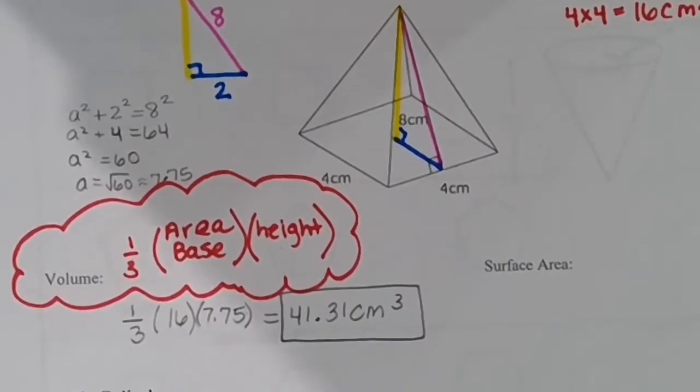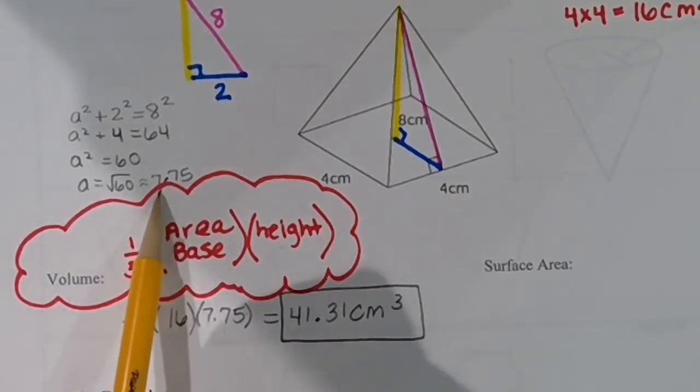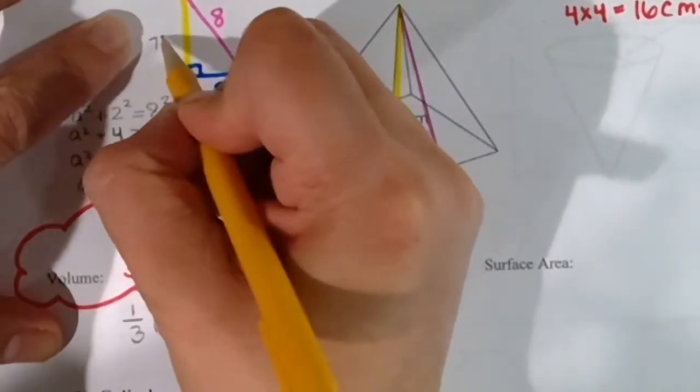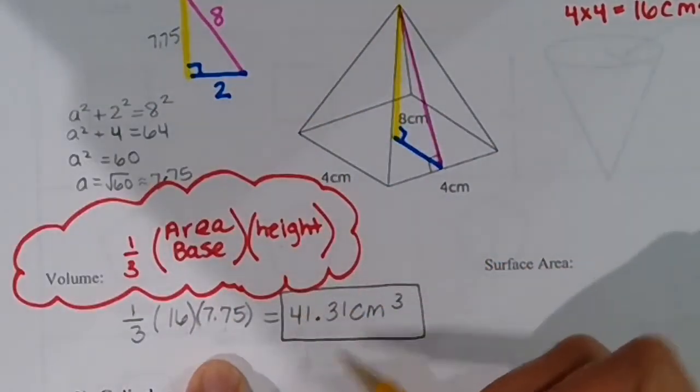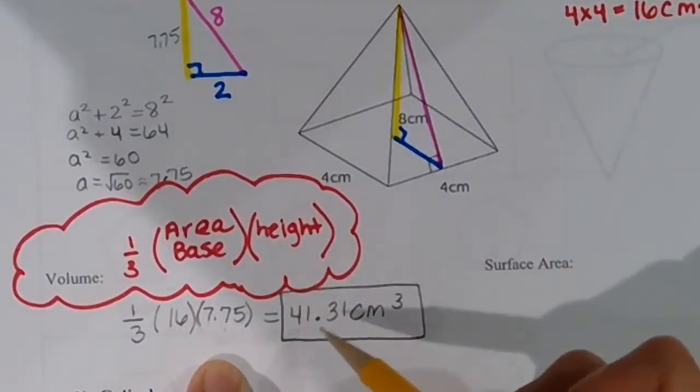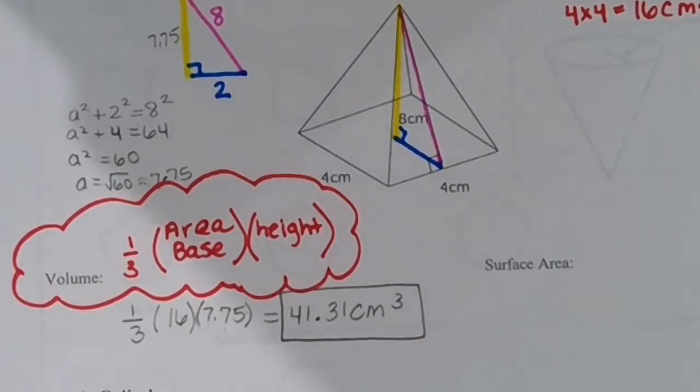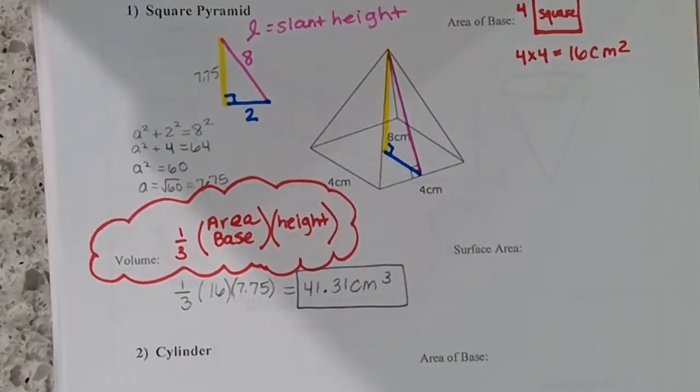So now I have 1/3. Area of your base is 16. Height of the pyramid is 7.75. It is not 8, but they're really close. So if you used 8, you would probably get a close answer, but it's actually wrong. And then volume is centimeters cubed.